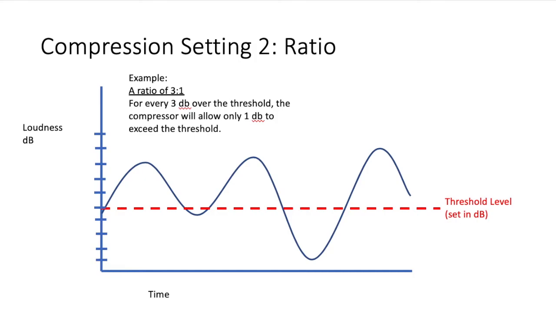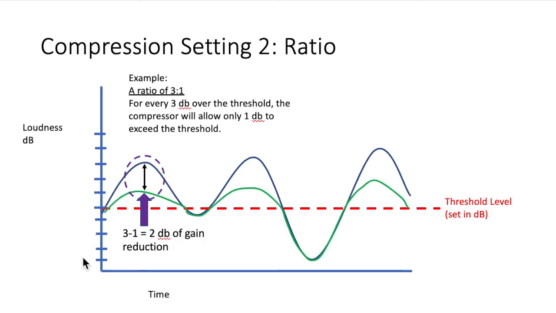So here I've got my threshold level, and now you can see I've added tick marks to my graph, right? These tick marks here will represent 1 decibel each. So if you look at the signal, it's about 3. Don't laugh at my tick marks. The peaks here are about 3 decibels over the threshold. So in my example of a ratio of 3 to 1, for every 3 decibels over the threshold, the compressor is now only going to allow 1 decibel to exceed the threshold.